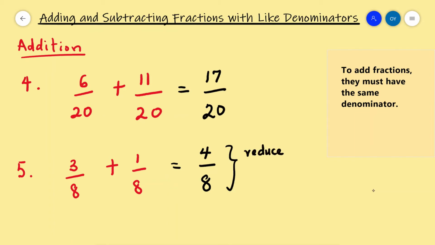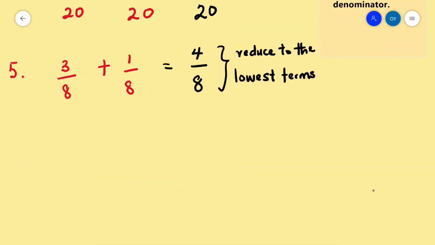And 4/8 can be reduced to the lowest term. So how do we reduce 4/8 to the lowest term? We find the greatest common factor between 4 and 8, and that is 4. So divide both the numerator and the denominator by 4, and that is 1/2.